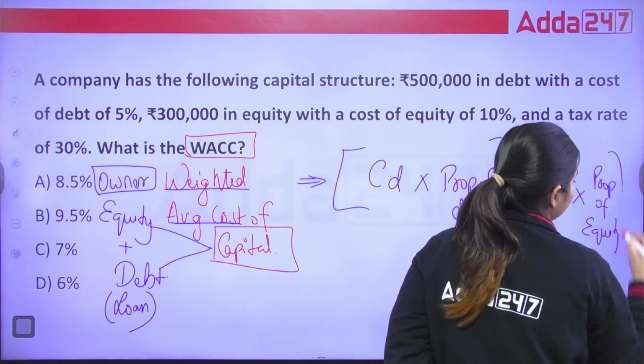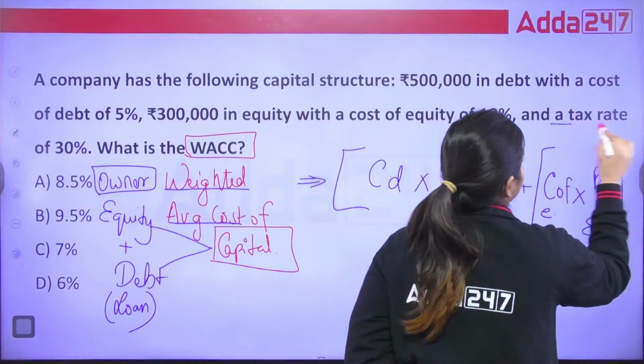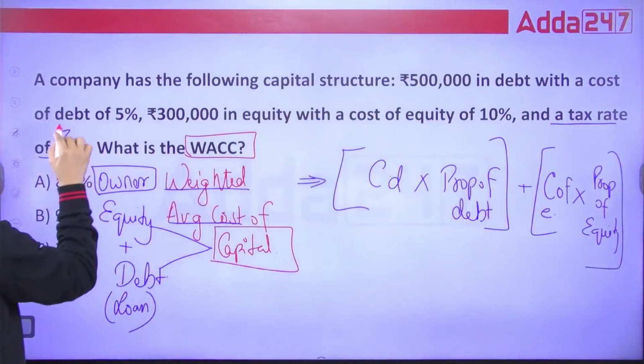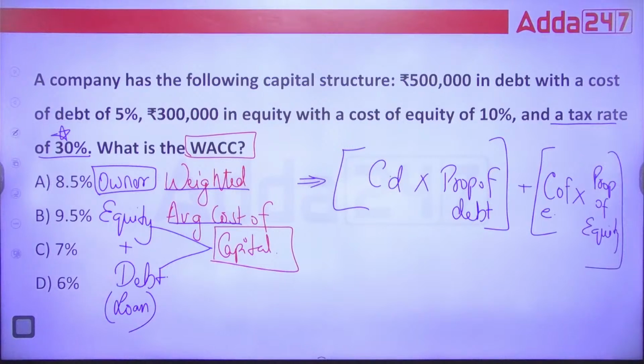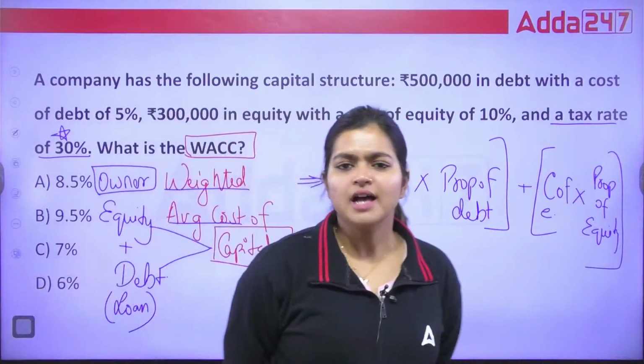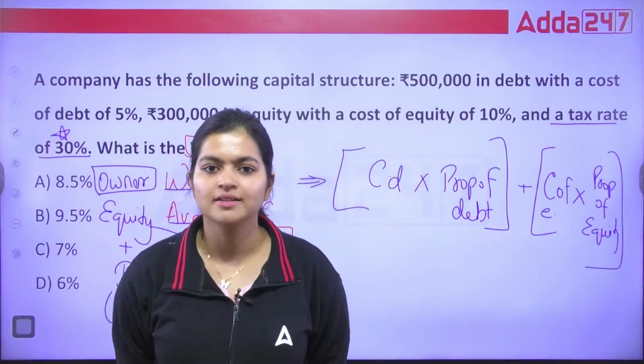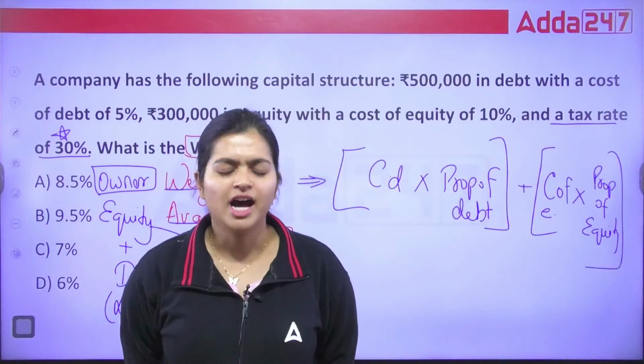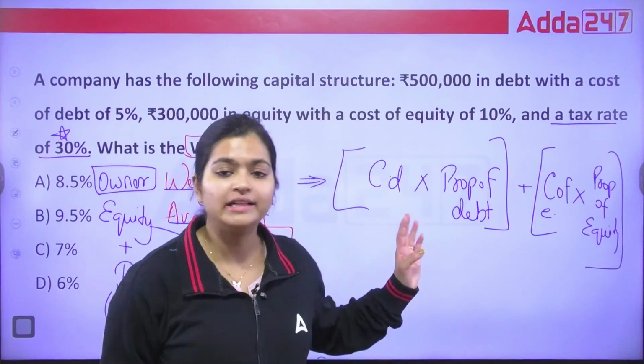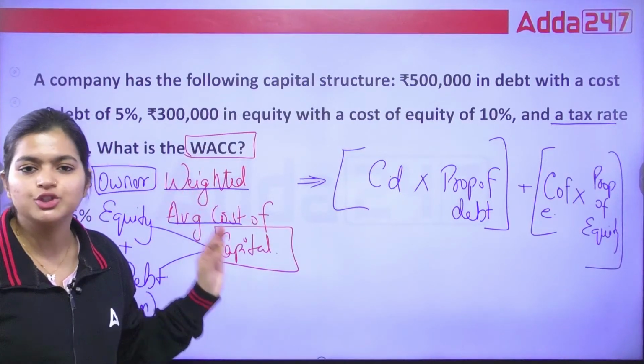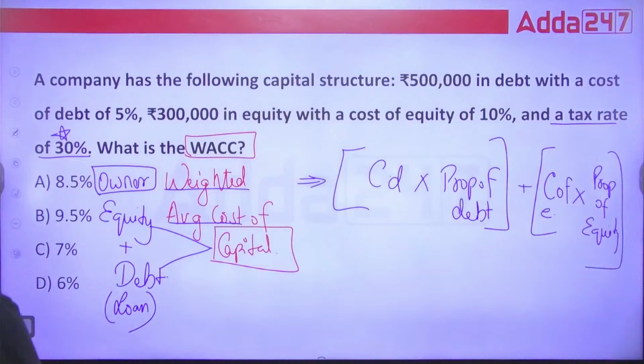But remember, in this question they are giving one extra data, that is the tax rate of 30%. So how to calculate this? How to calculate with the help of the tax rate, do you know? In this, are we going to add the tax rate while calculating, or are we going to ignore it? Are we going to ignore this tax rate while calculating the WACC, or are we going to adjust it?